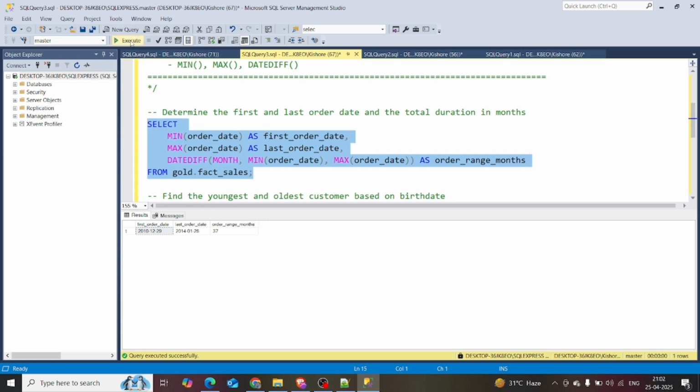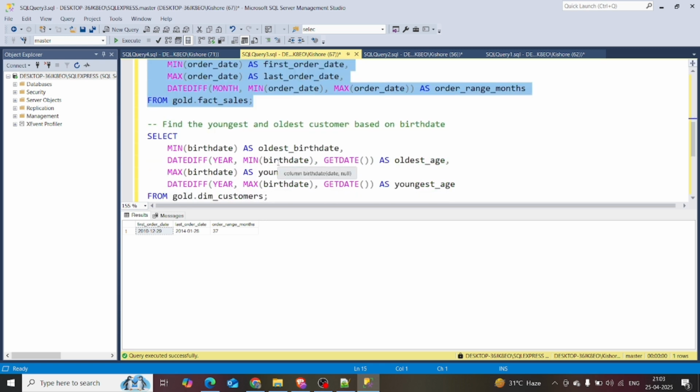When I execute this, the first order date is 2010-12-29 and the last order date is 2014-01-28. The order range is 37 months between the first order date and the last order date.